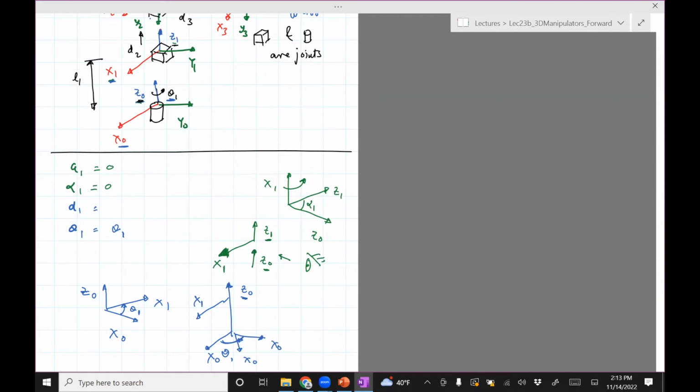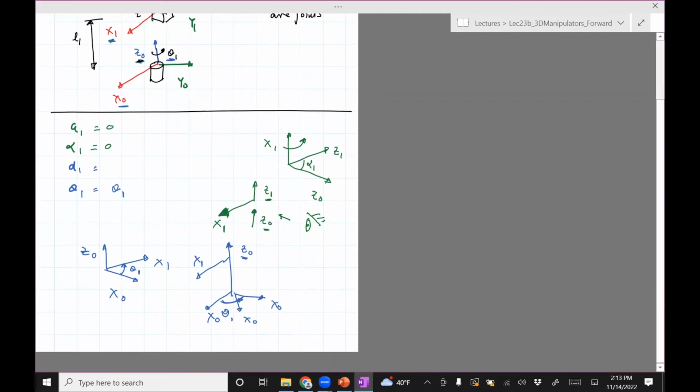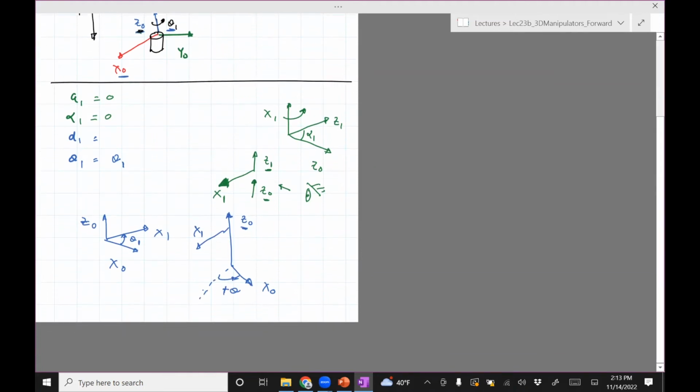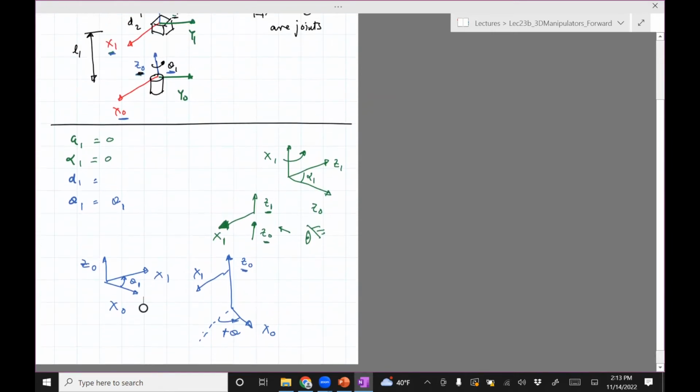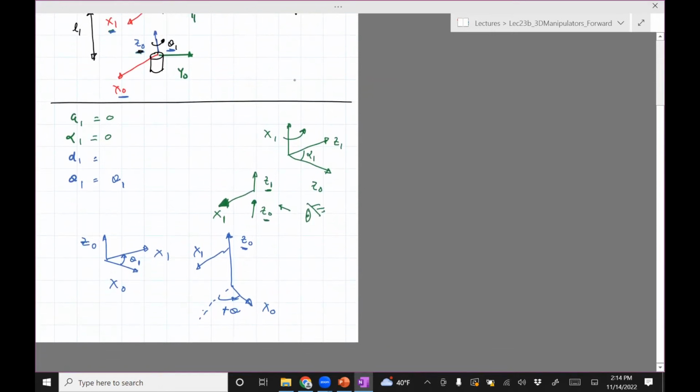Hold on. I think I might have made an error on the sign. Let's look at it this way. x0, this is positive theta. We need to rotate the vector to go from x0 to x1. And the angle swept is actually negative, right?